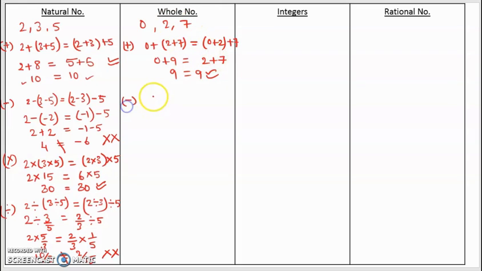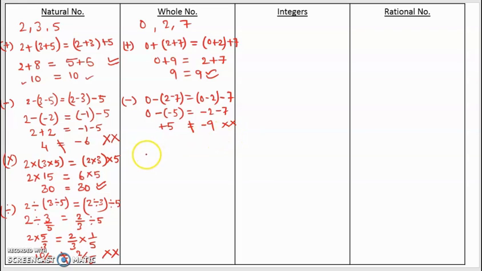Let's do subtraction now quickly. So 0 minus 2 minus 7 should be equal to 0 minus 2 minus 7. If you see here, 0 minus 2 minus 7 is minus 5, should be equal to 0 minus 2 is minus 2 minus 7. Now if you simplify the LHS, you will get minus 5, and RHS you will get plus 5 minus 9, and clearly they are not equal, hence it does not follow the associative property. The whole number does not follow the associative property for subtraction.